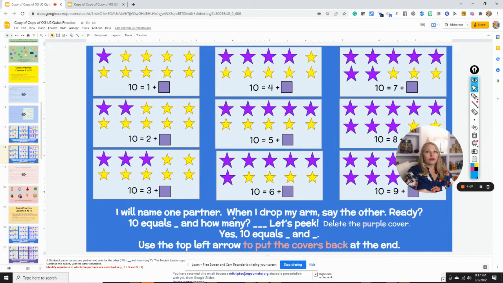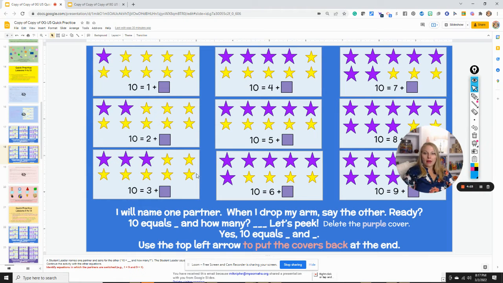Again, it can be a microphone. It can be a finger on your nose. It can be any signal you want, but there does need to be a signal from the student leader, because otherwise kids don't know when they're supposed to respond. And then it gets crazy. This is not intended for Susie, and Susie gives an answer. We're really working on choral response here.